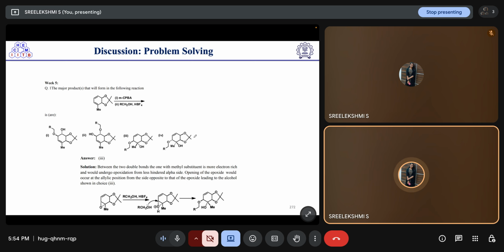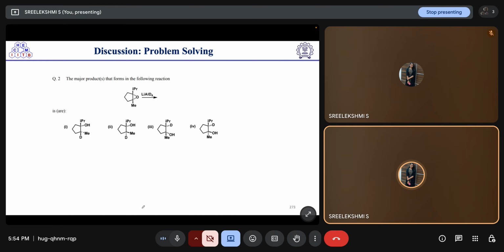Here, firstly this MCPBA will carry out epoxidation. Since this group is above, epoxidation will occur through the alpha face and give this epoxide. Then this alcohol will attack at this position, and the epoxide will open up and give this particular compound. This HBF4 is helping in this reaction by coordinating with or protonating this epoxide.